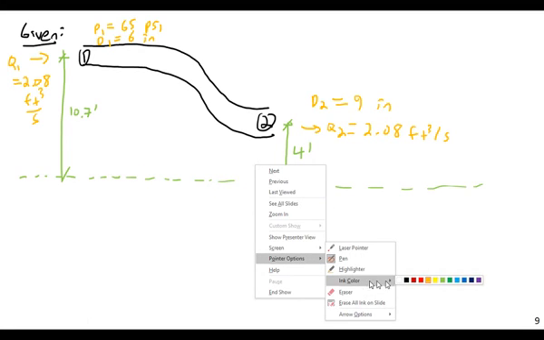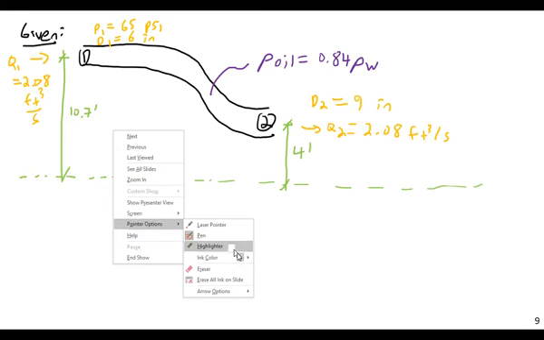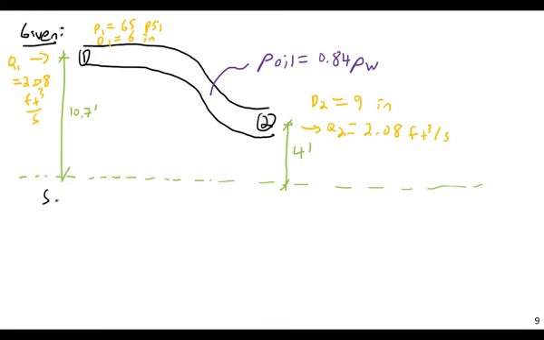And there's one other thing I've been given: this thing is full of oil. Just to make it even more difficult, we're not dealing with water, we're dealing with oil. I am told that the rho of oil is going to be 0.84 rho of water. In other words, this oil has a specific gravity of 0.84. So, loads of fun.